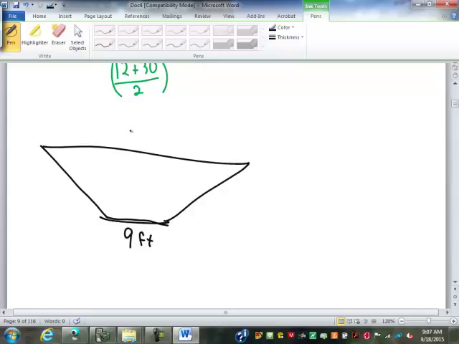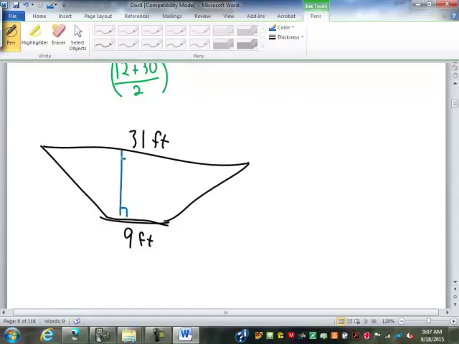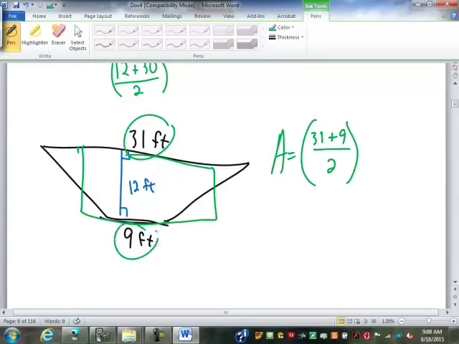So let's say this is 9 feet and this is 31 feet. And we have a height here of 12 feet. How do we find its area? Talk me through it. Now, we don't even have to cut it. We know this is going to form a rectangle, and the length of the rectangle is the average of the 31 and the 9, right? So you're going to average the 31 plus 9 divided by 2, and then multiply by the 12. So 31 plus 9 is 40, divided by 2 is 20.